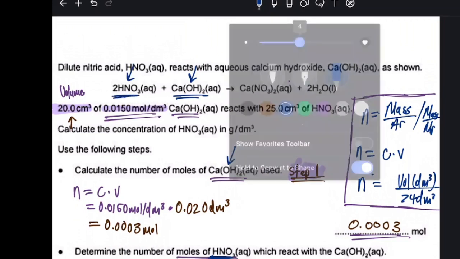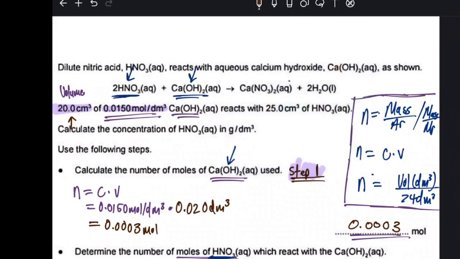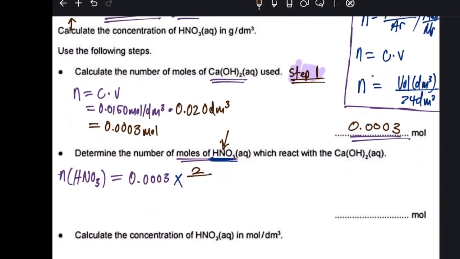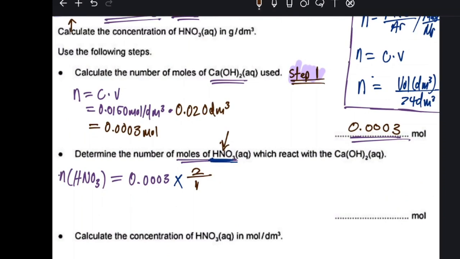Now what you do is, the one you want should always be at the top. The number in front of the one you want. Now you want HNO3, so his number 2 should be at the top. Divided by the number for the one you have, CaOH2. What number is in front of him? 1. His number should be at the bottom. Don't change. So now you do that.